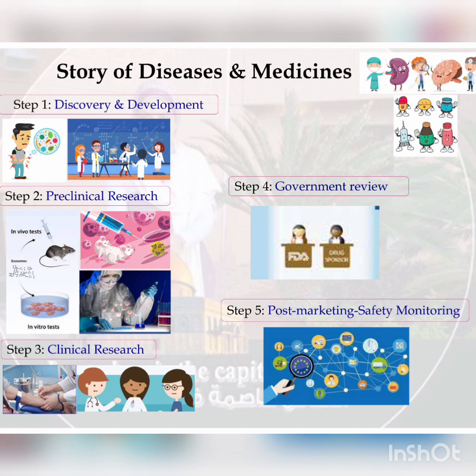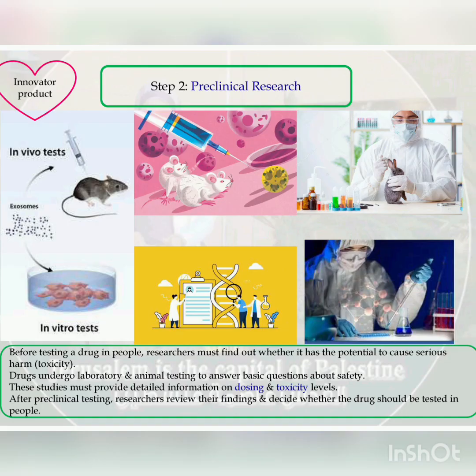Step 2 is the preclinical research. Before testing a drug product in people, researchers must find out whether this product has a potential to cause serious harm or toxicity. So the drugs undergo laboratory and animal testing to answer basic questions about safety. The studies must provide detailed information on dosing and toxicity levels.